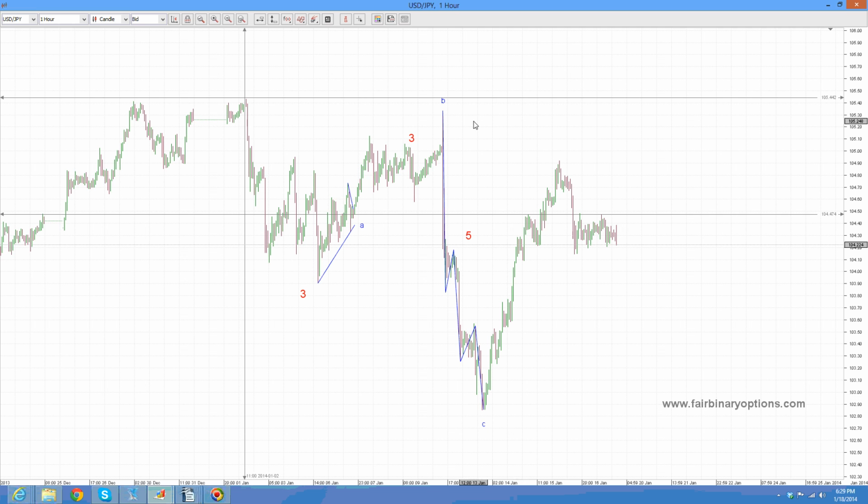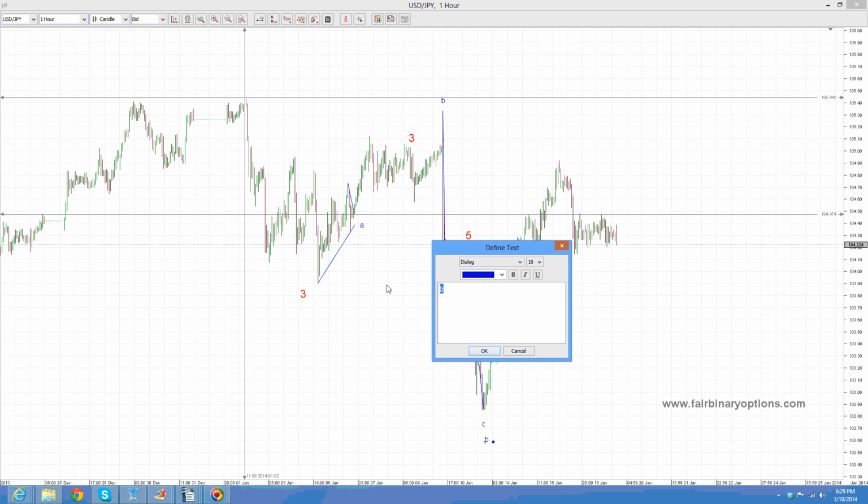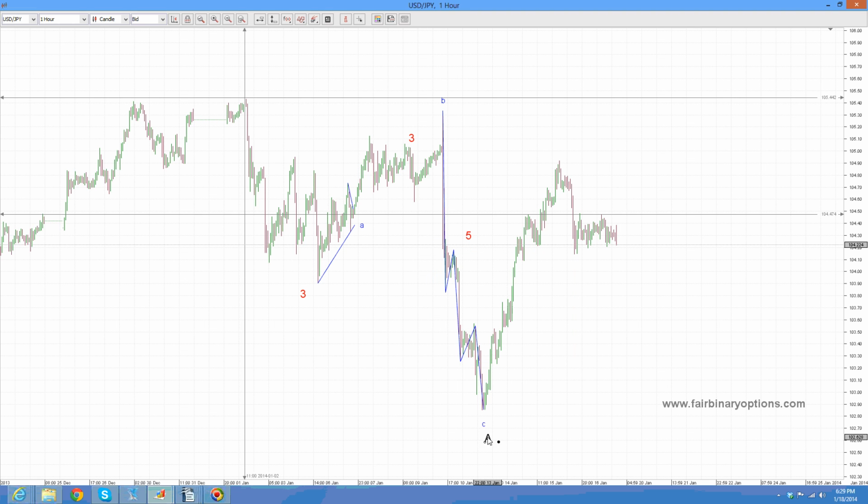Nevertheless, this ABC seems to be a triangle again. There is only wave A of a bigger degree and different level. So what to look next? So we have A, B, C.